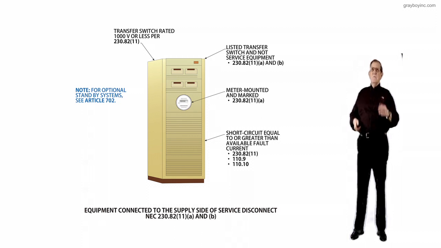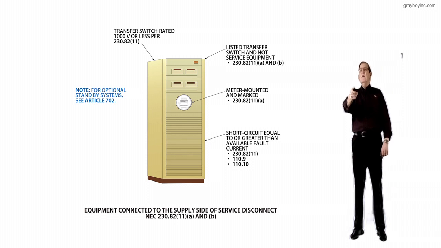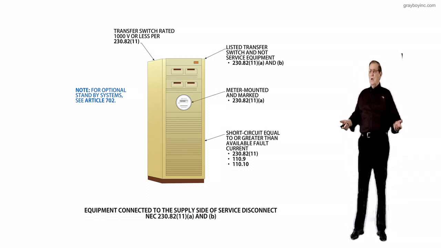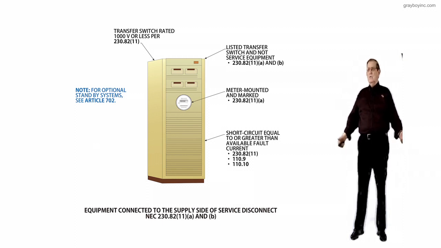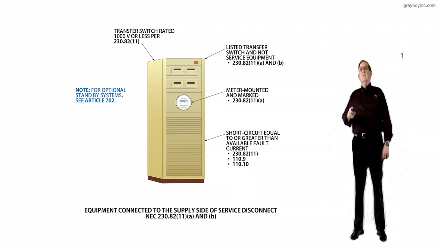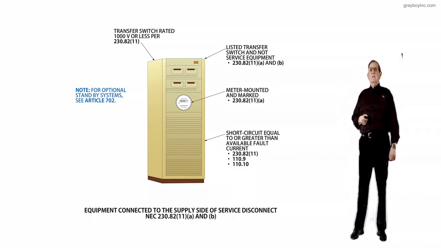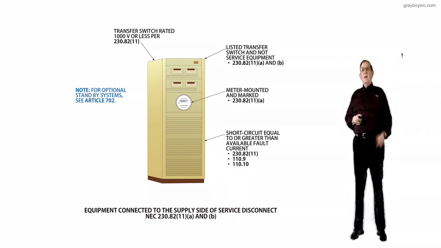So that means if you had 10 KA coming in, you could have 10 KA equipment. Or if you had 22 KA coming in, you could have 22 KA equipment, but you would have to be capable of interrupting the amount of short circuit current coming in. So that was a very important change in the 2017 edition of the NEC.